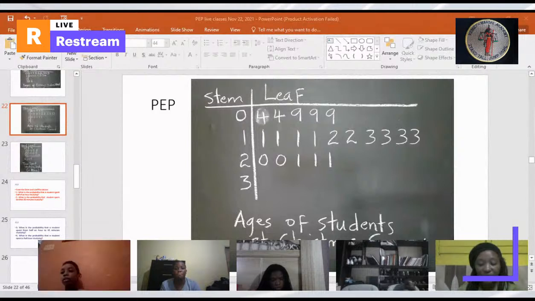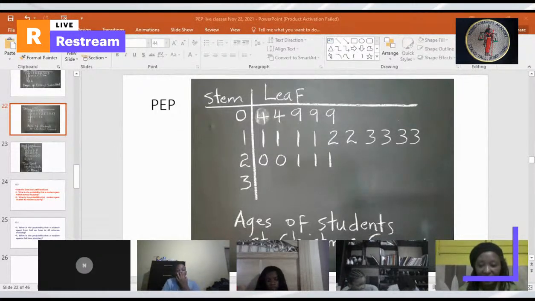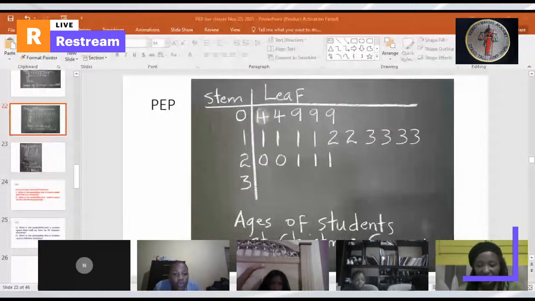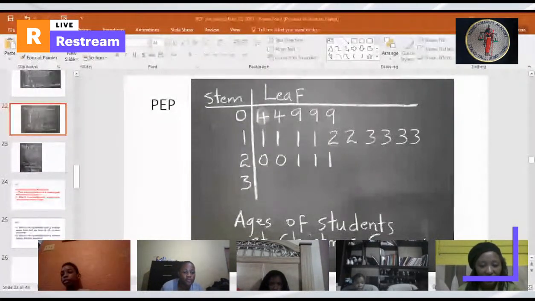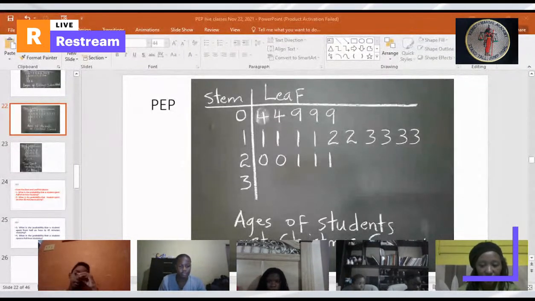So the mode is the most frequent number. Tell me, what is the mode of the set? Which number is up there more than the others? Let me see some answers, or let me hear from my scholars in studio. Madison, what's the mode? Miss, 11 and 13.